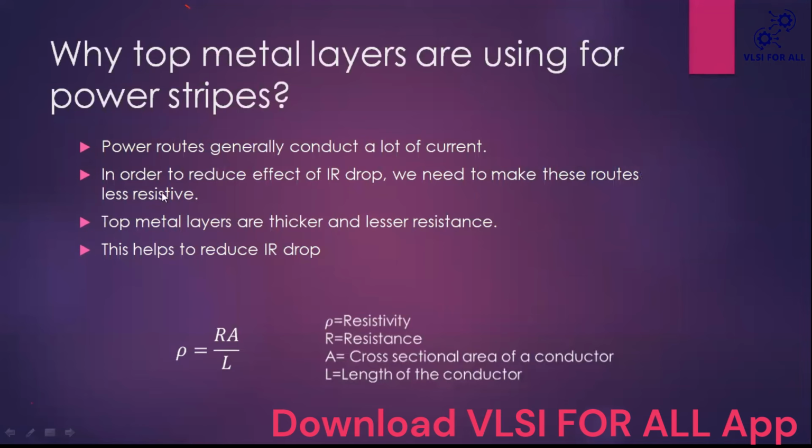In order to reduce the effect of IR drop, we need to make these routing less resistive. So top metal layers are thicker and have less resistance. Why? This is the formula: resistivity equals RA by L. Rho means resistivity, and R equals the resistance of the material whatever we are using.